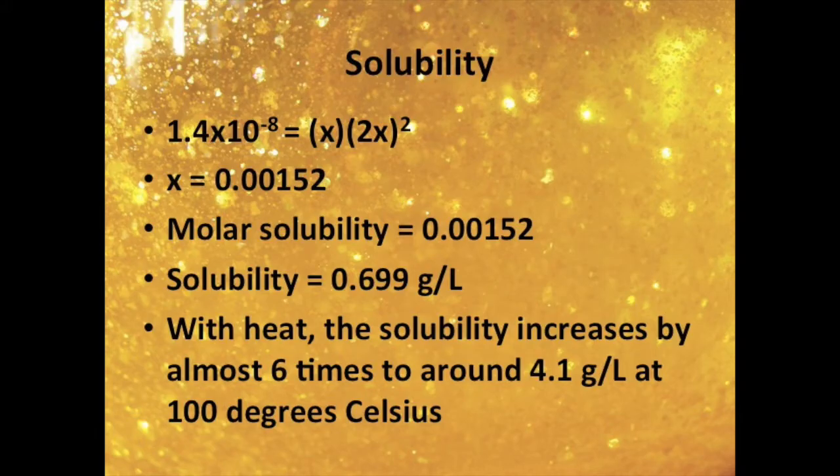When solving for x, we find that the molar solubility is 0.00152, and multiplying by the molar mass, we find that the solubility in grams per liter is 0.699. With heat, the solubility actually increases by almost 6 times to 4.1 grams per liter at 100 degrees Celsius. As we saw from our experiment video, lead iodide only dissociates at higher temperatures.